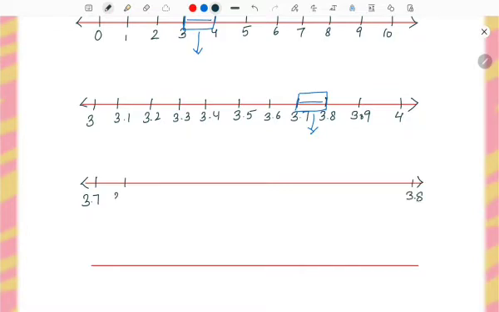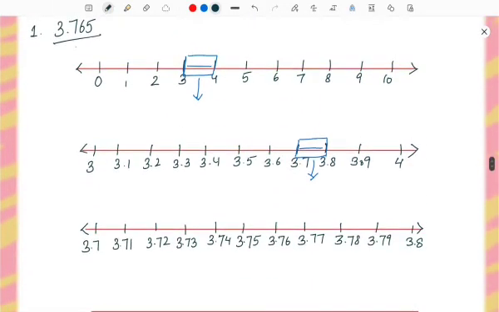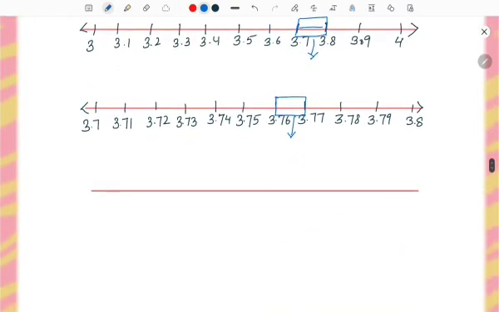So the numbers would be 3.71, 3.72, 3.73, 3.74, like this. Then we will find the next digits. 3.765, 3.76. It is going to lie between 3.76 and 3.77, right? So we are going to mark this area, put an arrow underneath, and move to the next number line.